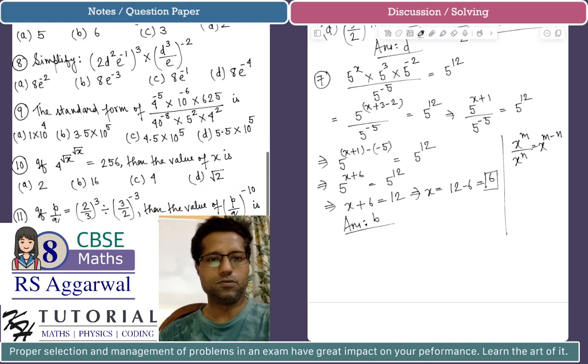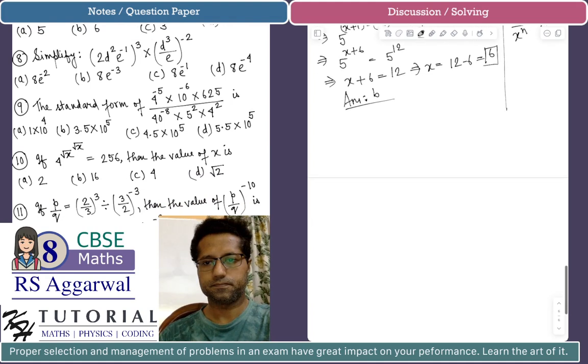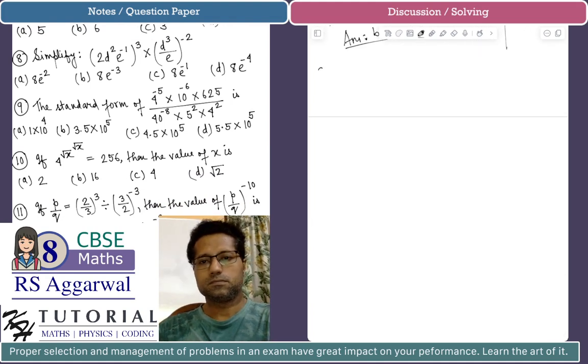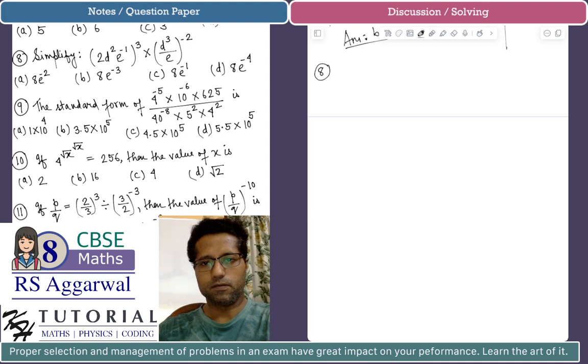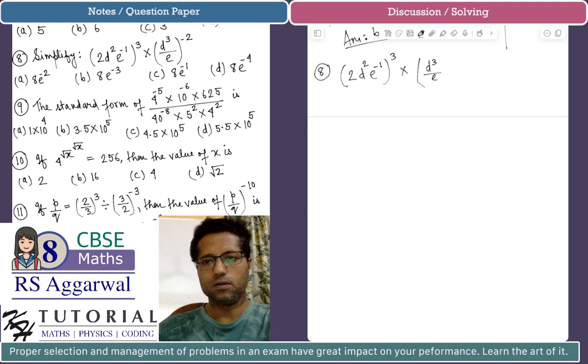Okay, let's do problem number 8. Problem number 8. So this is a simplification problem. We have to simplify twice of d square multiplied by e raised to the power minus 1 and this whole raised to the power cube multiplied by d cube by e this whole raised to the power minus 2.